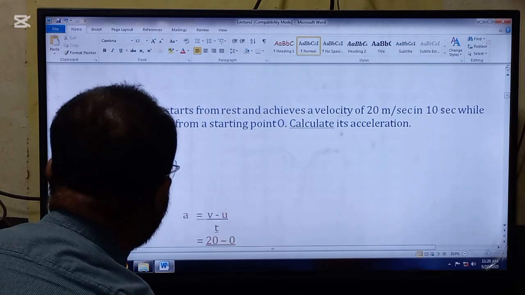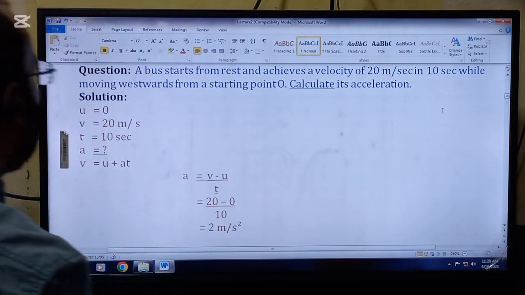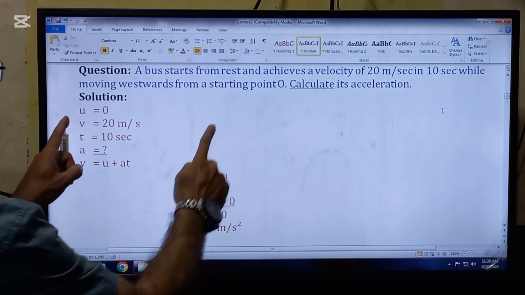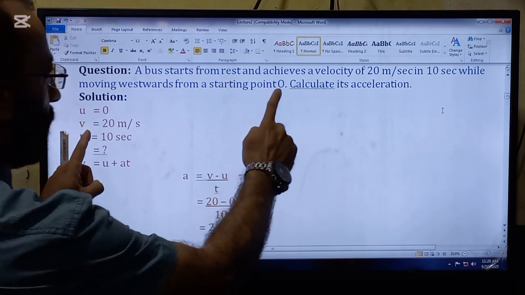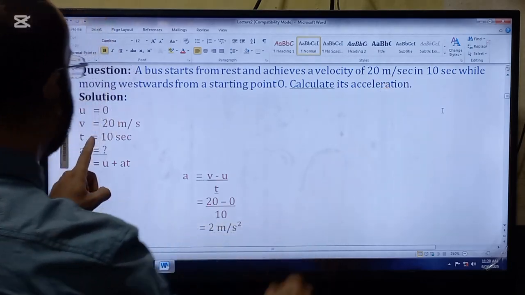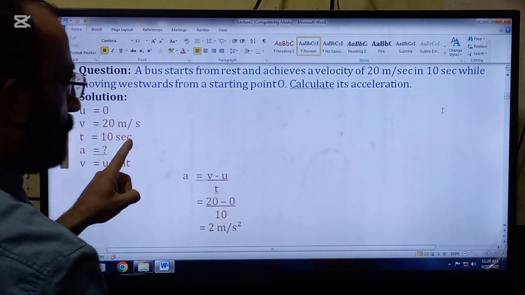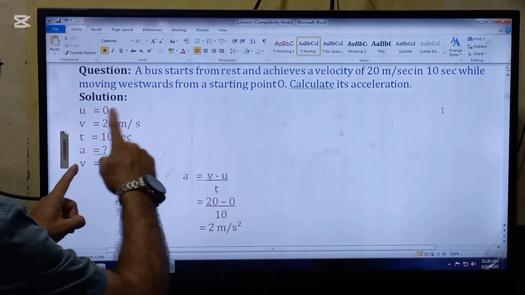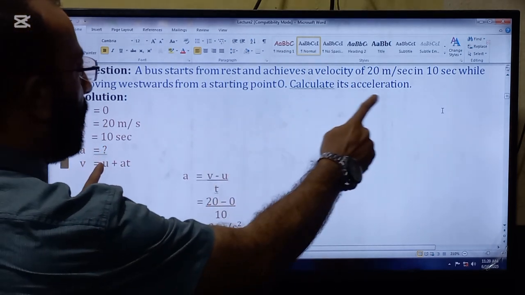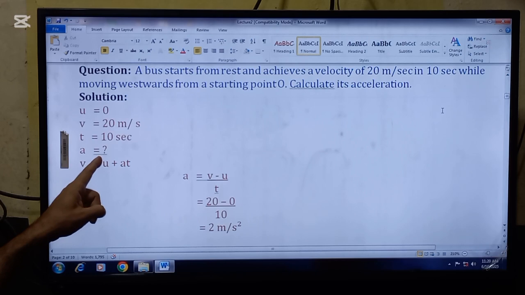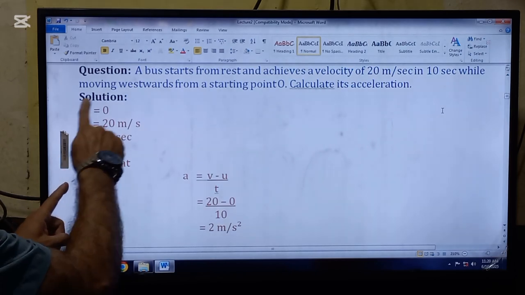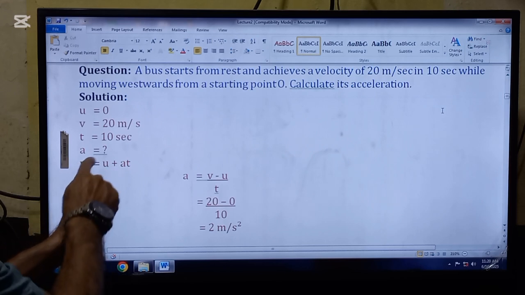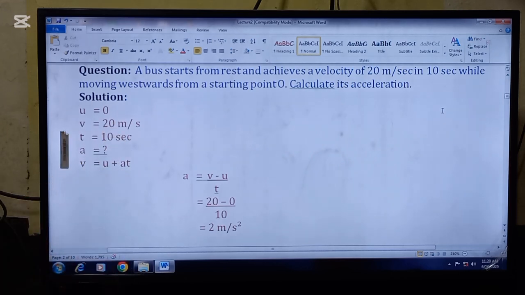So here comes a question. A bus starts from rest. So if the bus is starting from rest, initial velocity will be 0 and achieves a velocity of 20 meter per second. So v is 20 meter per second in 10 seconds. So time is 10 seconds. While moving westward from starting point O, calculate the acceleration. So a is the requirement. According to this data, you may see this equation is used: v = u + at, because all things are given. So this equation is used.